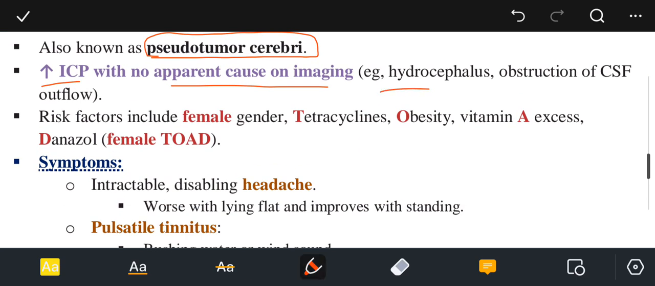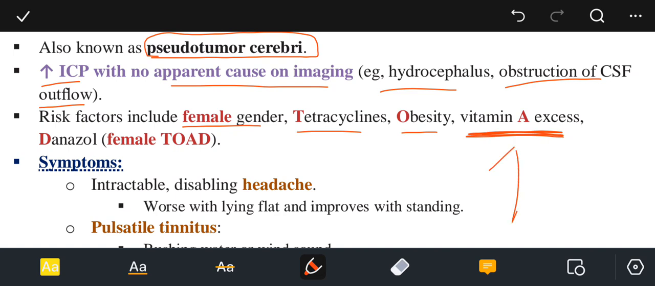For example, there is no hydrocephalus, no obstruction of CSF outflow, nothing. Even then, there is an increase in the intracranial pressure. The risk factors include the female gender, tetracycline, obesity, and vitamin A excess. This is a very, very high yield point, that vitamin A excess can cause pseudotumor cerebri. Then danazol, so the mnemonic is female toad. So female, tetracycline, obesity, and vitamin A, and danazol is the drug. So these things can cause pseudotumor cerebri.